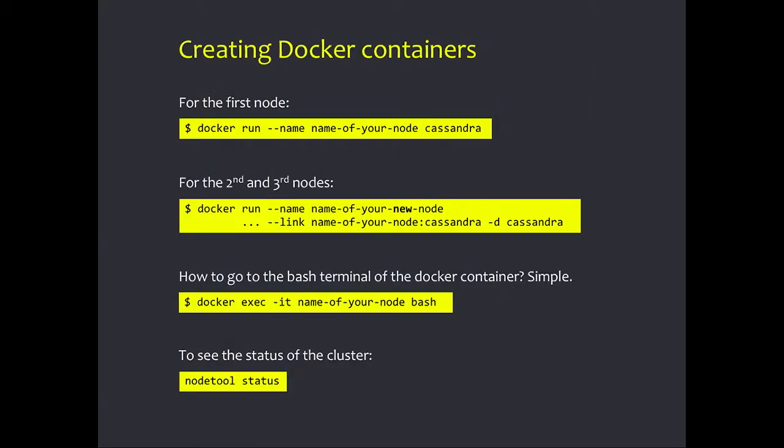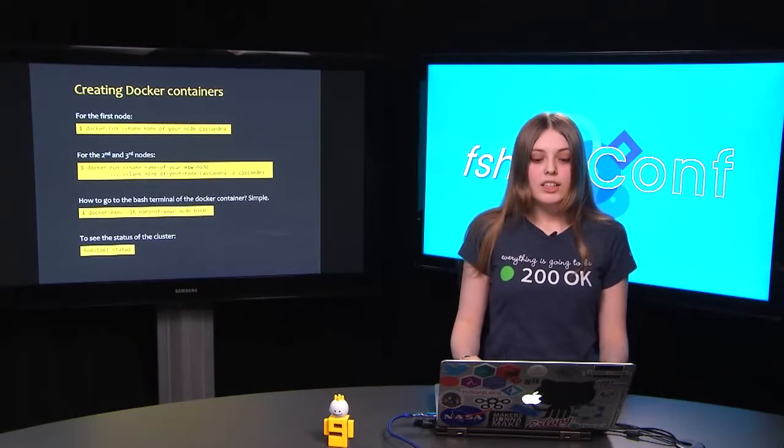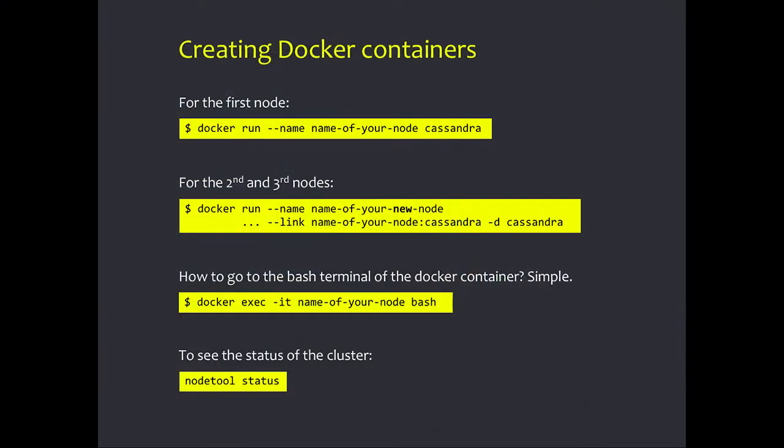So let's just memorize things that we did. We created the Docker container using the docker run --name and the name of your container, and cassandra, which is the type of it. For the 2nd and the 3rd node, we linked them to the existing nodes. So we just did docker run, name of it, and the --link. If you want to enter the bash terminal of the container, you just do docker exec -it, the name of your container, and bash. And in Cassandra, to see the node status, we do the cluster status, sorry. We do the nodetool status command.